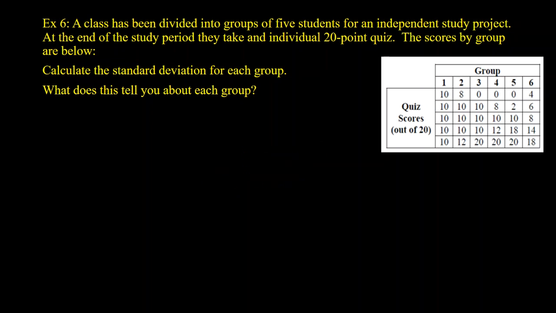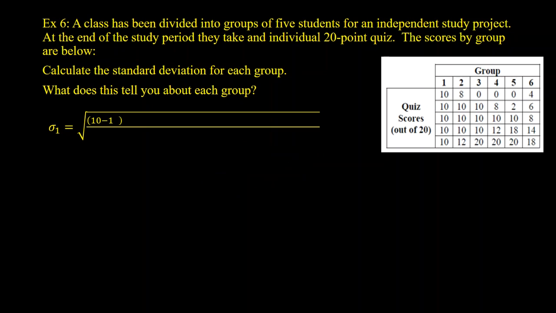So sigma sub 1 equals the square root of the first point minus the mean squared, second point minus the mean squared, third minus the mean squared, and so on. So we do this for all 5 data points. Then we're going to divide by 5 minus 1. That comes out to be 0, because 10 minus 10 is 0, 10 minus 10 is 0, 10 minus 10 is 0. So each of those components in the numerator squared still equals 0. So we have 0 divided by 4. Okay, so for group 1, they all had the same score. There's no variation. There's no spread. There's no standard deviation. There's no difference between scores. That's what it's telling us. And that should make sense for group 1.